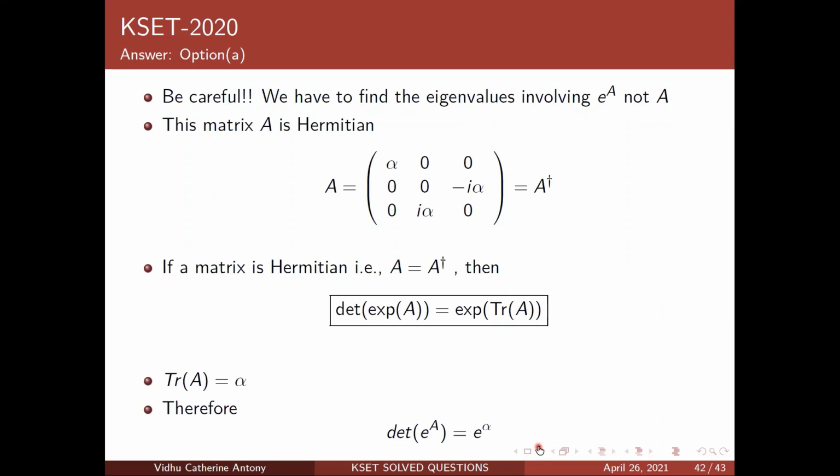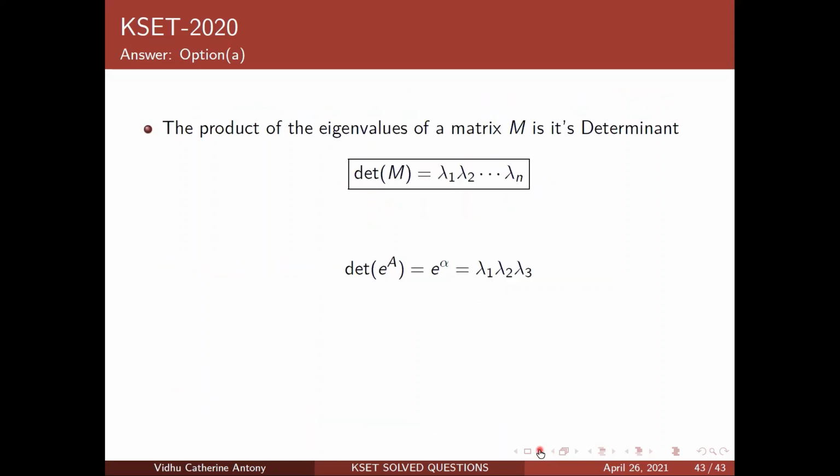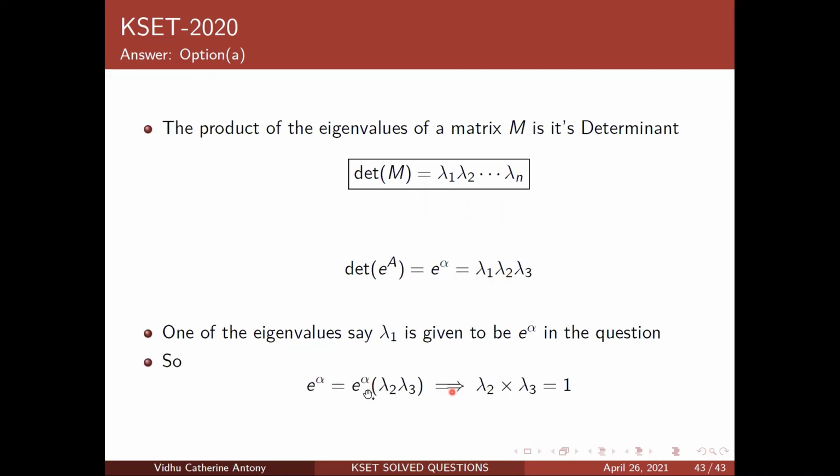And finally, we have the determinant of e to the power of A is equal to e to the power of alpha. We have written this down. E to the power of alpha is lambda 1, lambda 2, lambda 3. And then finally, we can calculate lambda 2 into lambda 3, which is the product of the other two eigenvalues, is equal to 1. Okay, so that sums it up for today.